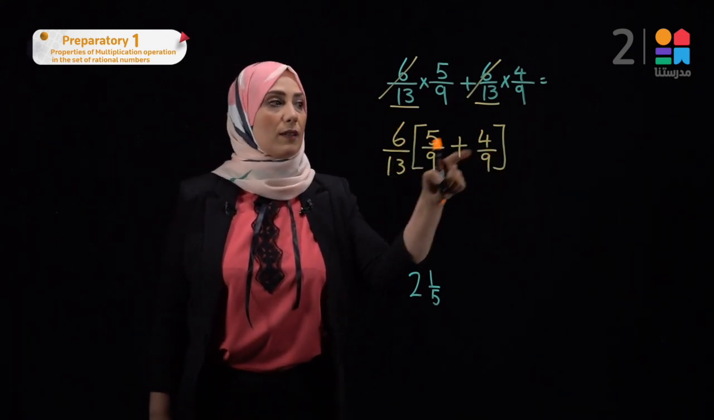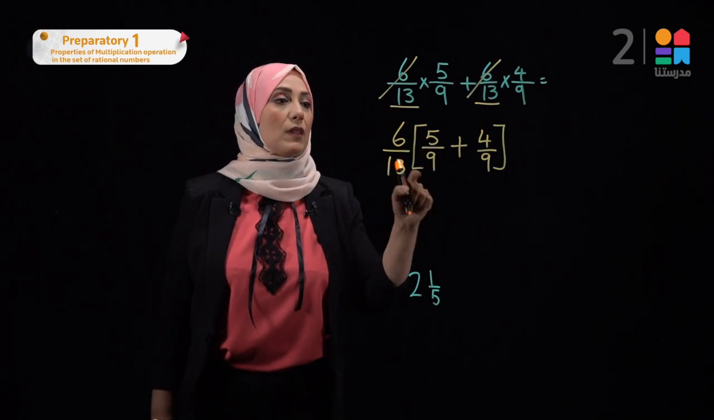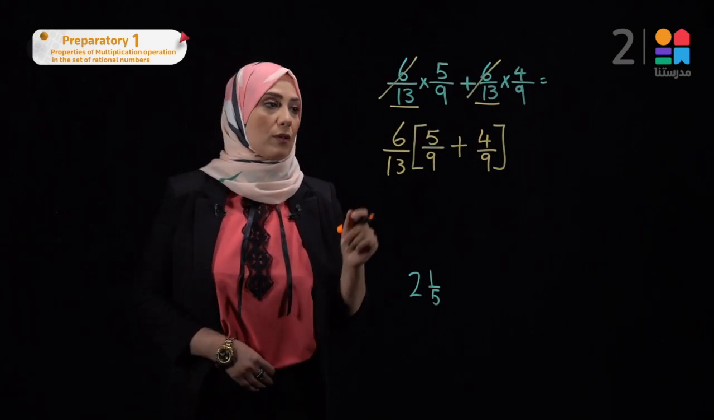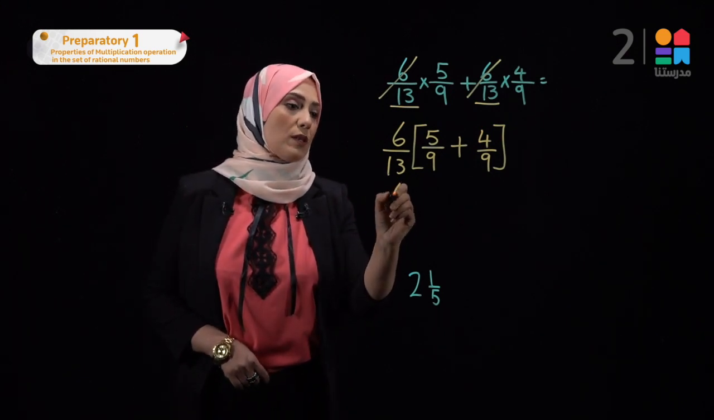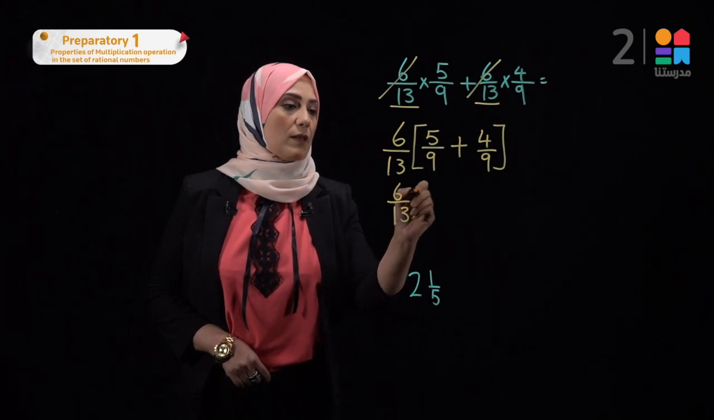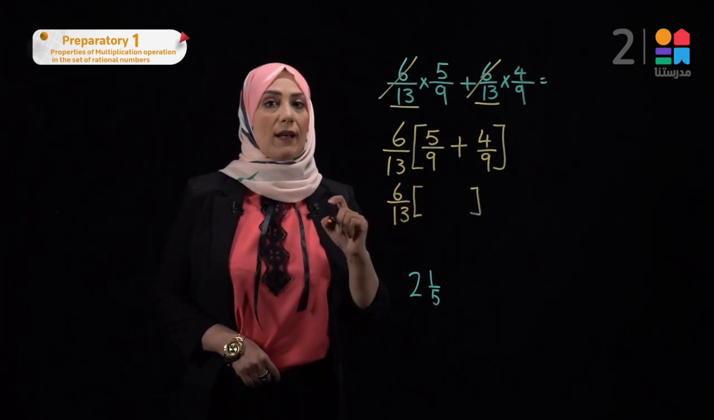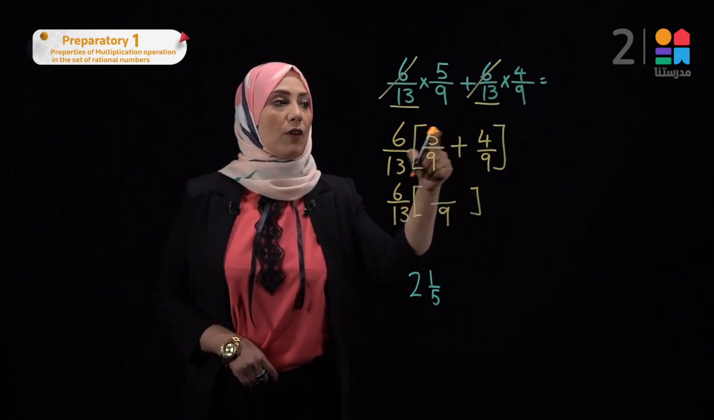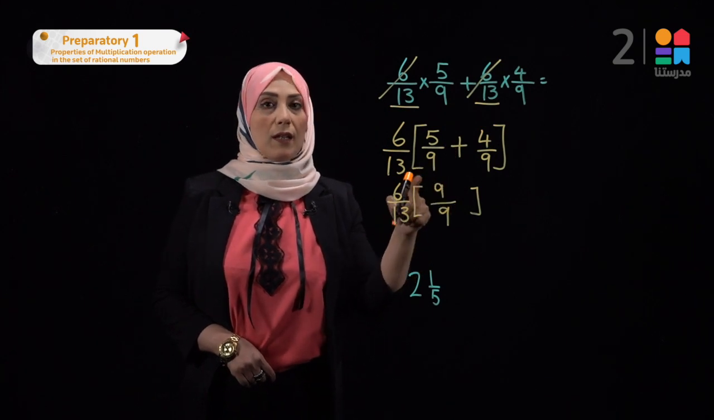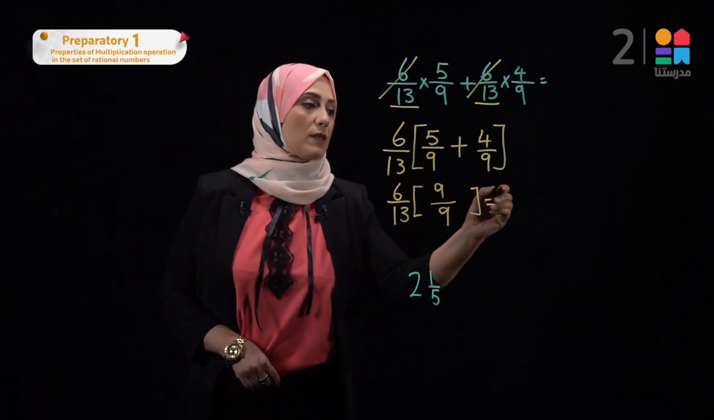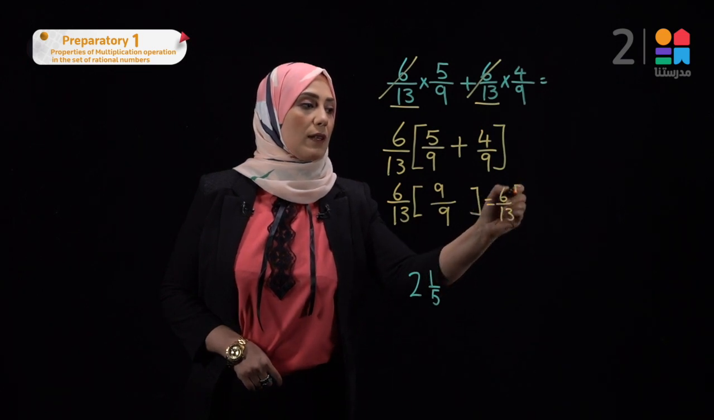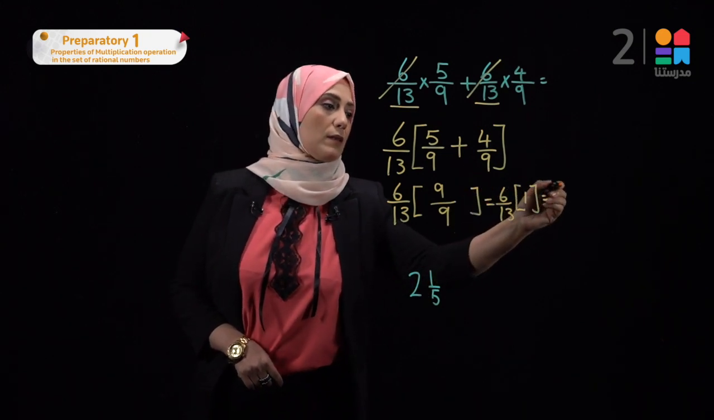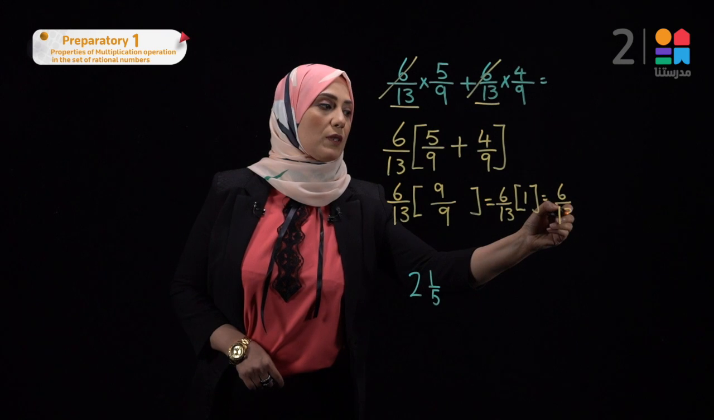We need to find the addition first, then multiply by 6/13 according to the order of operations. Start from the brackets. So we will write 6/13 as it is. Then, which case do we have? We have the same denominator, so put it as it is. And then 5 plus 4 is 9. And 9 over 9 is 1, so write 6 over 13 as it is, and 1. By multiplication, any number times 1 is the same, so 6 over 13.